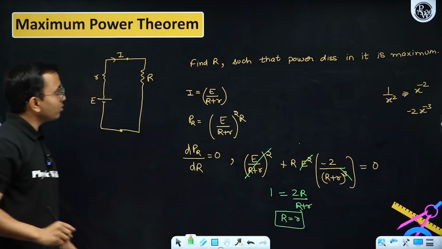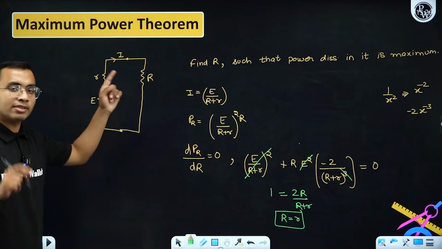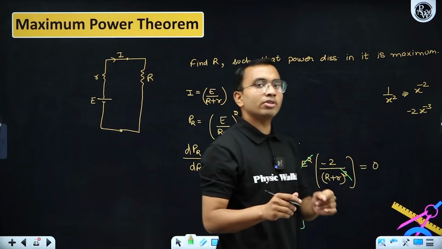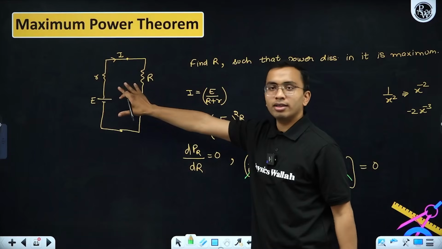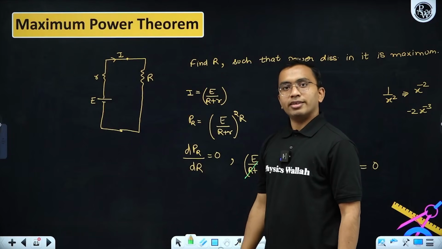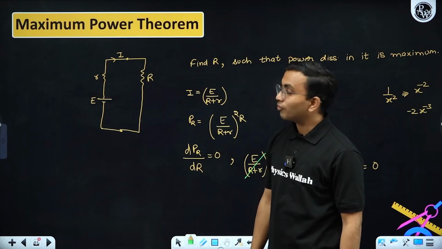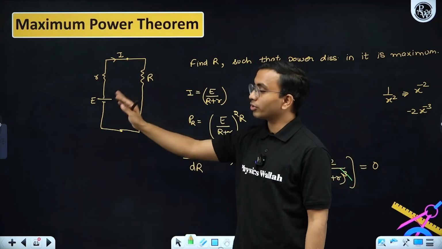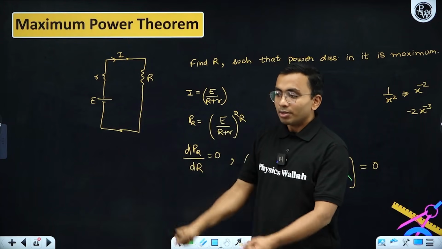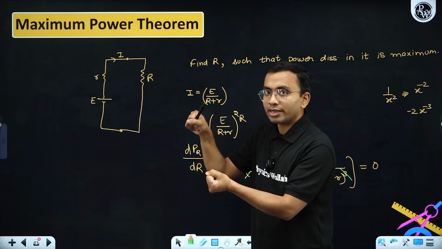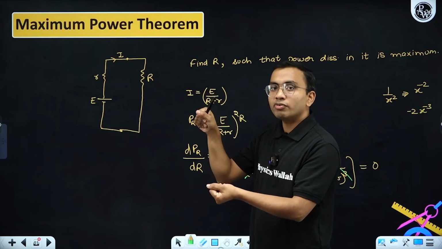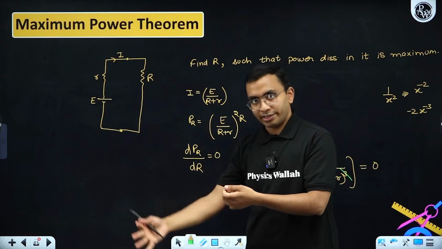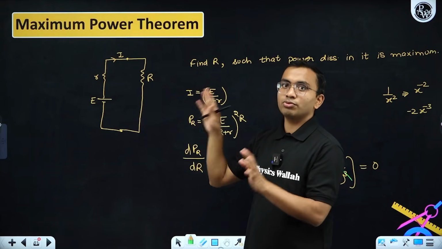So for the maximum power dissipated across the resistance, the external resistance should be equal to the resistance of the cell. Getting it? Now, what if there are other resistances also? Some other resistance is also connected. Then the external resistance that I'm going to connect should be equal to the resistance of the circuit, the resistance of the circuit across these 2 points.